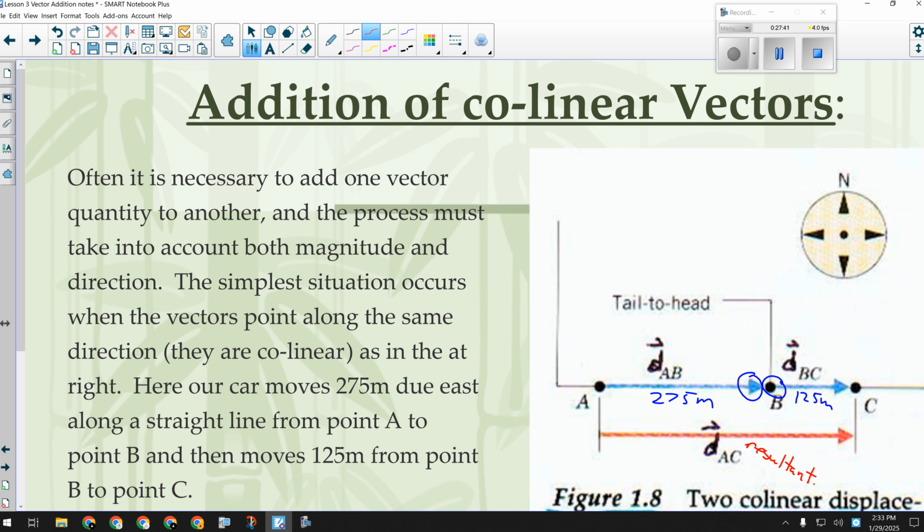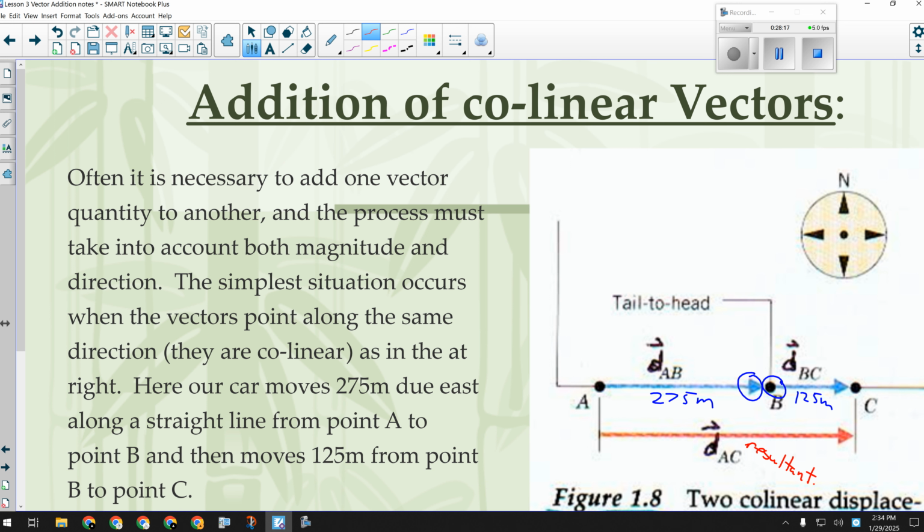Depending on what you're adding together, the resultant can represent lots of things. In this case, it represents the total displacement because I added 2 displacement vectors together. If I added 2 velocity vectors together, it would represent the average velocity. If they were accelerations, then it would be average acceleration. If it was force, it would be net force. The resultant is just whatever the addition of those 2 things is.